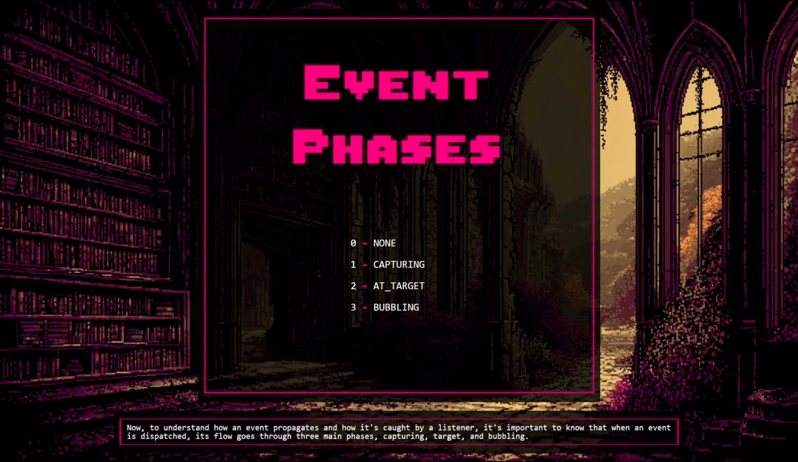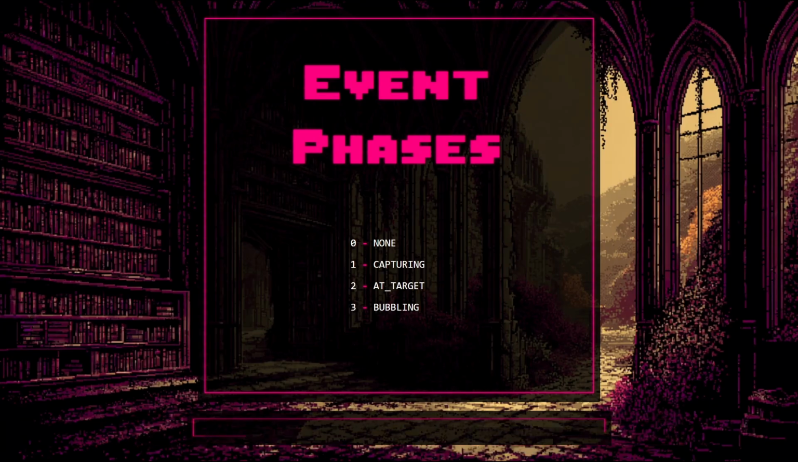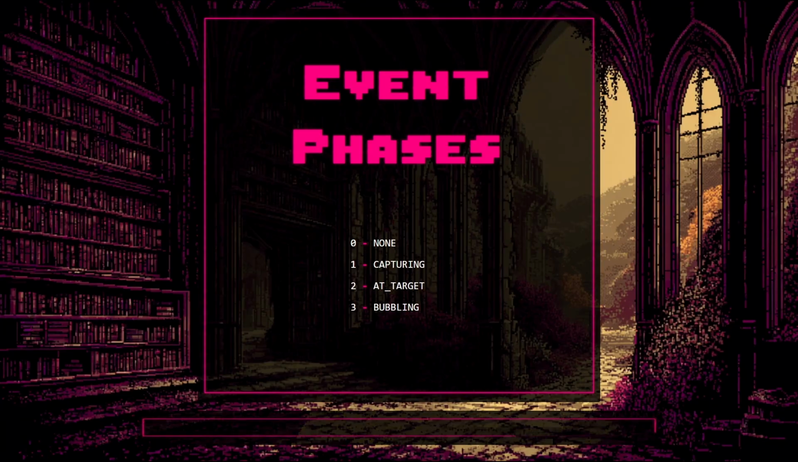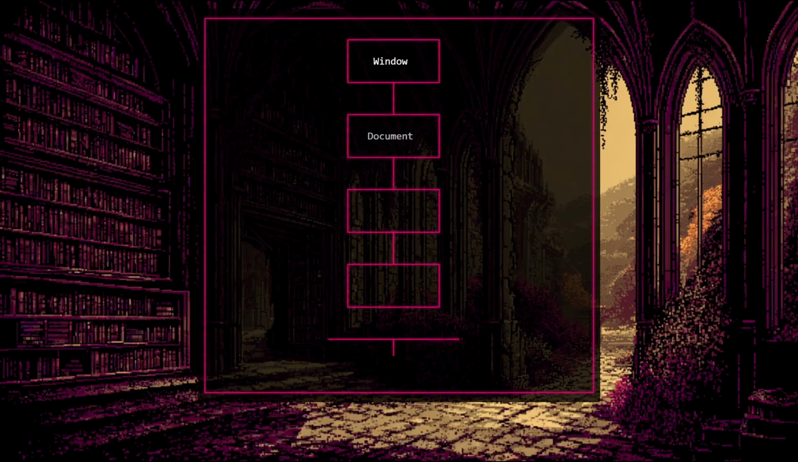Now, to understand how an event propagates and how it's caught by a listener, it's important to know that when an event is dispatched, its flow goes through three main phases: capturing, target, and bubbling. The event interface represents these phases through its eventPhase property as follows. Phase 0 means the event is not being processed. Phase 1, capturing, means it's moving down toward the target. Phase 2, at target, means it has reached the target node. Phase 3, bubbling, means it's moving back up again.